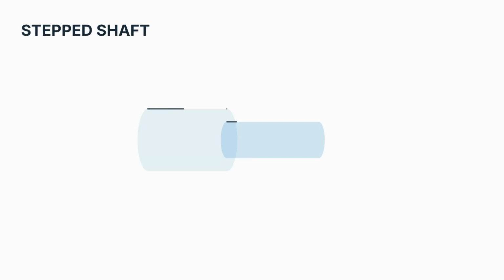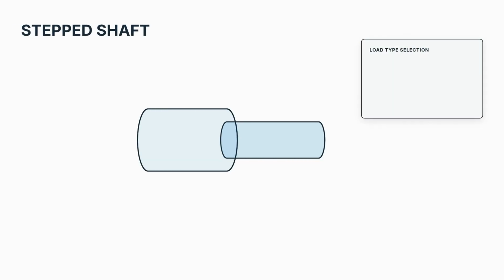Let's examine the inputs. First, select your load type from three options: axial tension, bending, or torsion. For this demonstration, I'm using axial tension. Next, enter the large diameter D in millimeters, then input the small diameter d, also in millimeters.